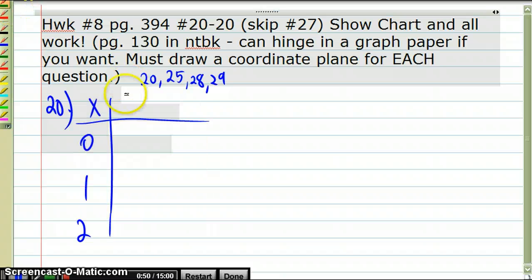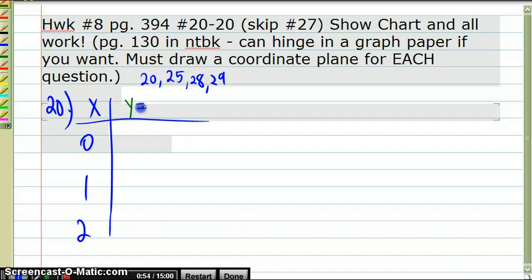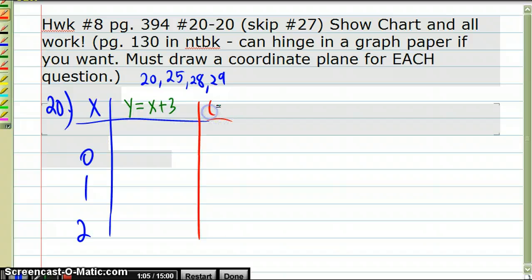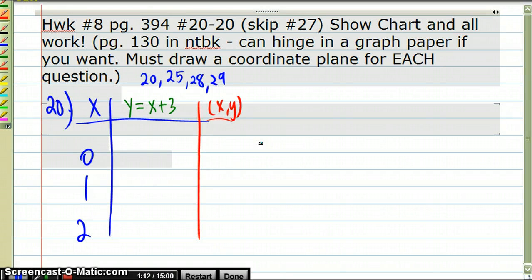The second column of my chart is going to be my equation. So my equation is y equals x plus 3. And that's the problem in number 20 that I'm graphing. And then the last column is going to be the x comma y, our solution in our ordered pair that is going to help us then go to graphing.